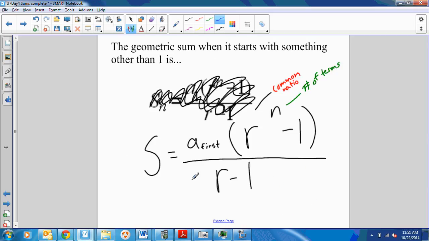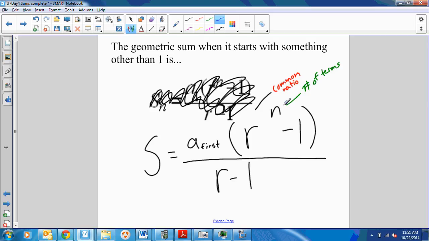The geometric sum equation is as follows. The sum is S sub n. The initial value goes out first. And then inside these parentheses is r to the n, all minus 1, all over r minus 1. So that r, again, is that common ratio. It's what you multiply by each step to get to the next term. N is still the number of terms, the number of terms that you're adding up.